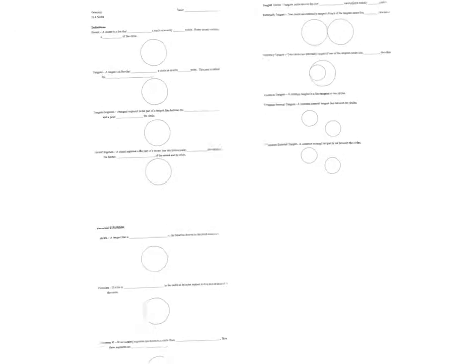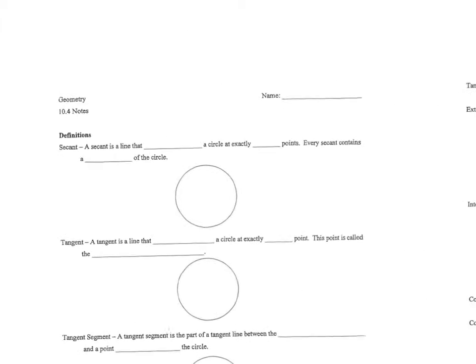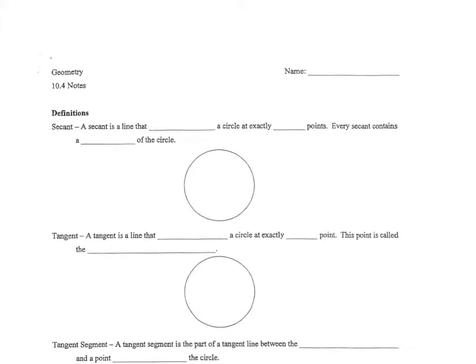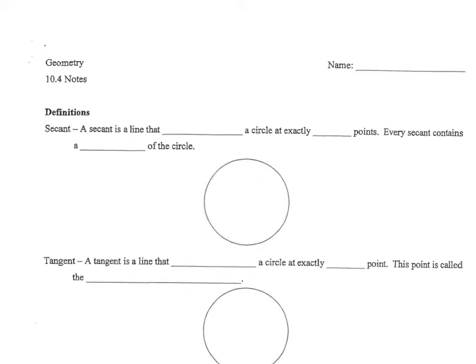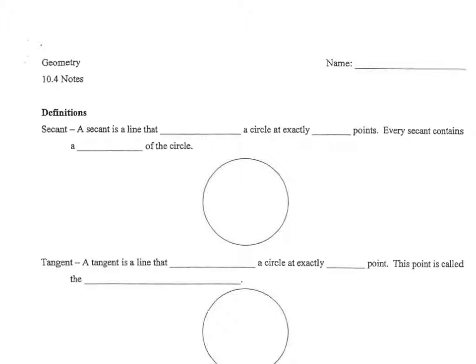Okay, we are going to work on notes for section 10 for day 1. These are actually pretty easy notes. It's just a lot of vocabulary, and then when we meet again, we'll go over day 2 notes and work on common tangent problems. Okay, definition of a secant.